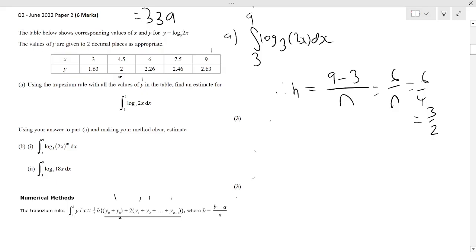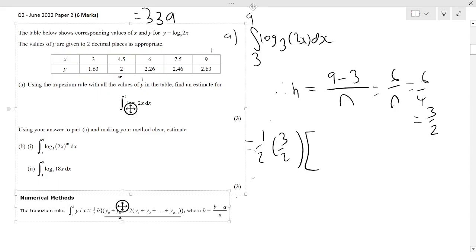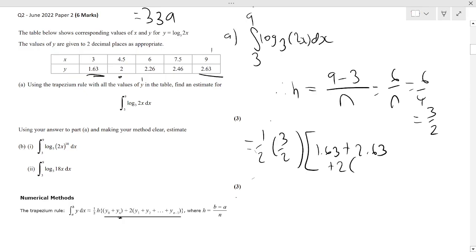Anyway, so we have an h now, so we've got all our ingredients to find this area here by the trapezium rule. If you just apply the formula, the integral is going to be a half of h, half of 3/2, times this whole bracket here of y0. Again, y0 is our first y value, so it's going to be 1.63. And then the final y value, which is 2.63. And then we have to add two lots of y1, y2, and the term before it, the other values. So two lots of 2, add 2.6, and then 2.46.